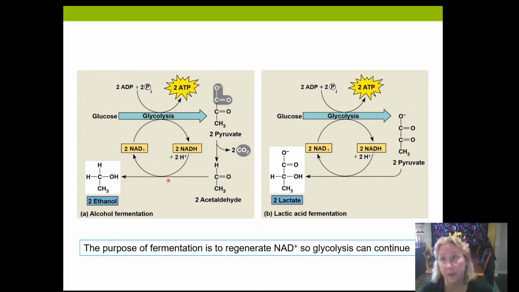Yeast do something weird. Yeast are single-celled fungus, and yeast are competing with a particular other kind of organism in their environment. Yeast live in sugar-rich environments like rotting plant material and rotting fruit, and they're competing with bacteria in that environment. Bacteria can divide much more rapidly than yeast. Yeast are a eukaryotic cell. It takes them an hour and a half to 2 hours to divide. Bacteria can divide in 15 or 20 minutes.